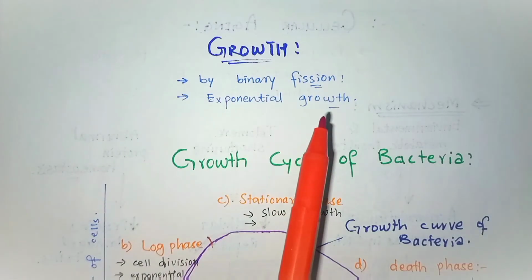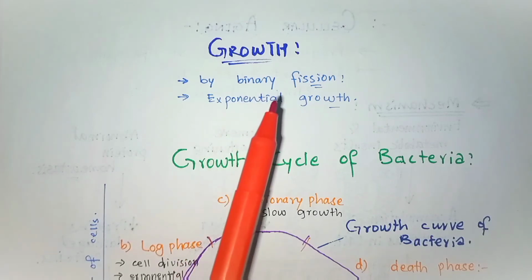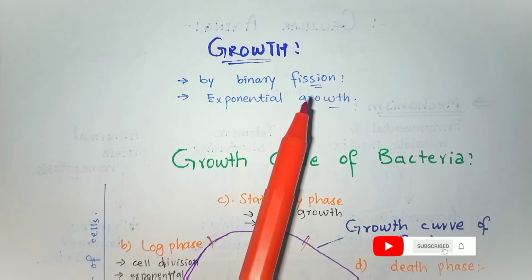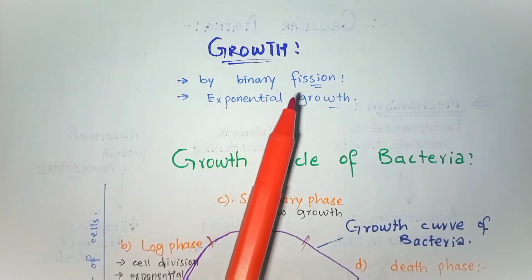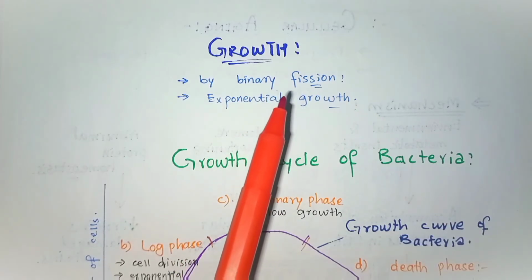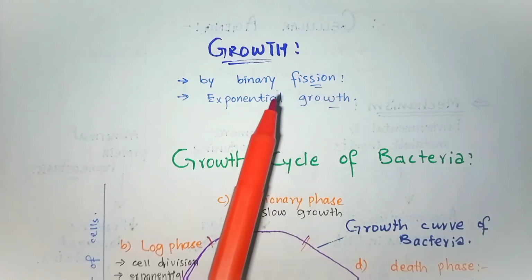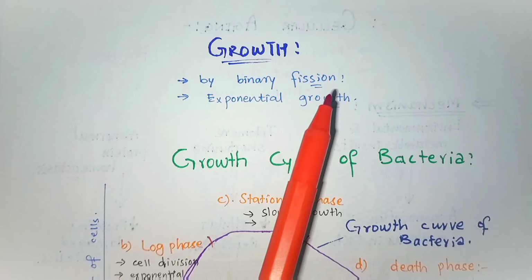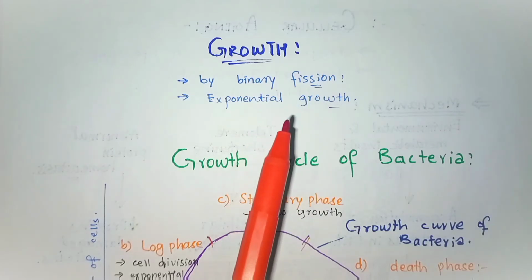Growth of a bacteria. The growth process of a bacteria occurs through a special type of growth process, that is binary fission. So bacteria reproduce by binary fission. It is a process by which one parent cell divides to form two daughter cells. Because one cell gives rise to two progeny cells, bacteria are said to undergo exponential growth. It is also called logarithmic growth.